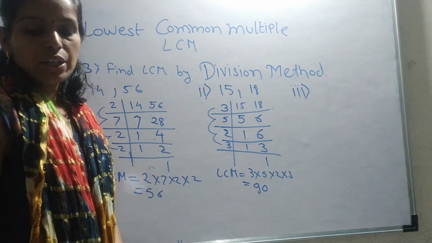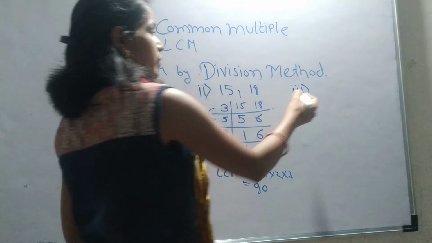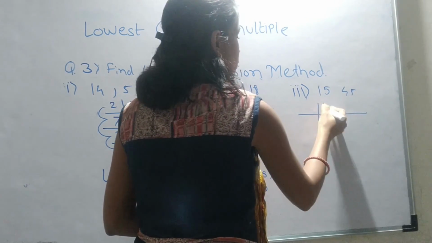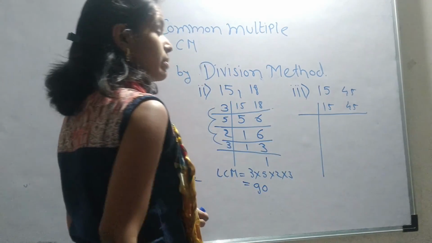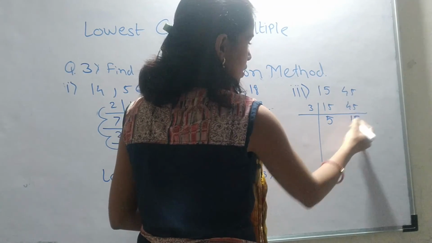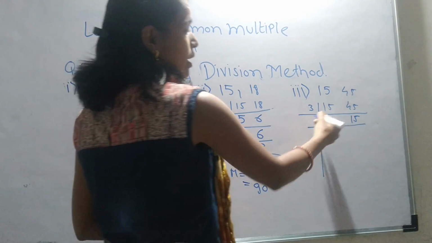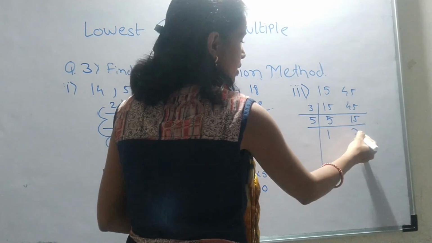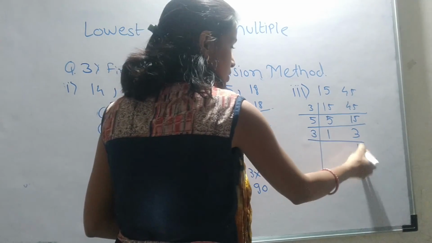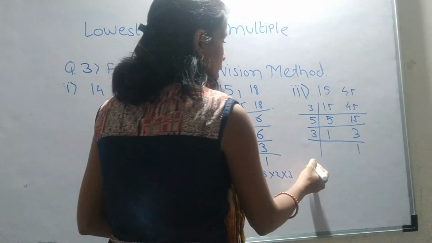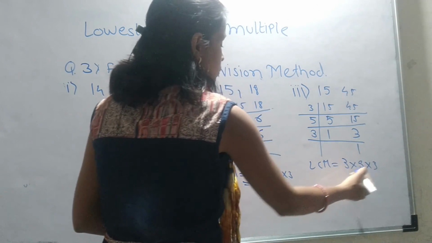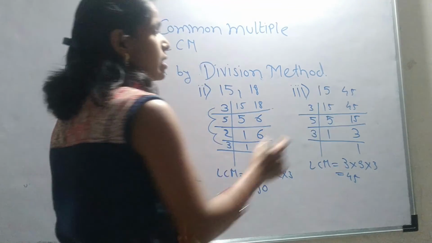In the third example, you have to find the LCM of 15 and 45. The same steps we have to follow. 15 here, 45 here. Both are divisible by 3. 3 5s are 15, 15 3s are 45. Again both are divisible by 5. 5 1s are 5, 5 3s are 15. This division is finished, but this is not. So let us divide it by 3. 3 1s are 3. So LCM of 15 and 45 is 3 multiplied by 5 multiplied by 3. That is 15 3s are 45. So 45 is the LCM of 15 and 45.